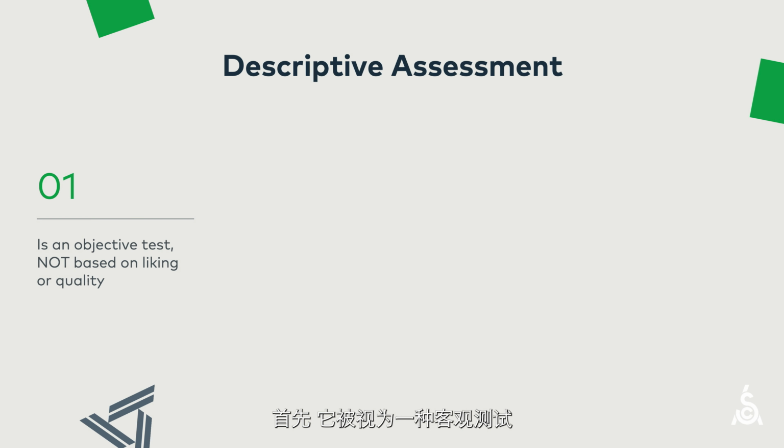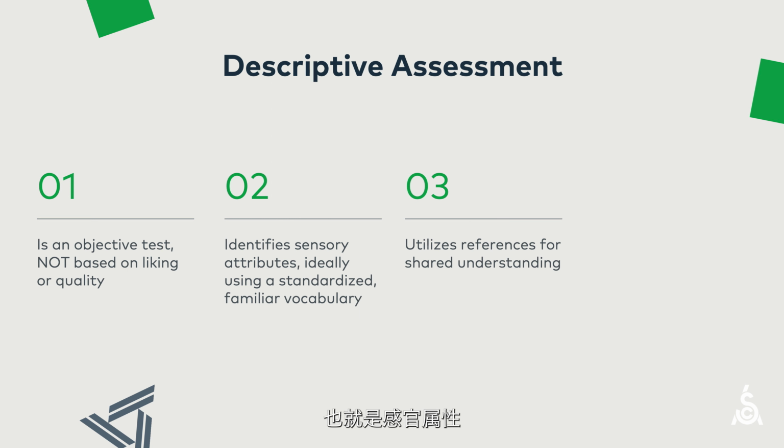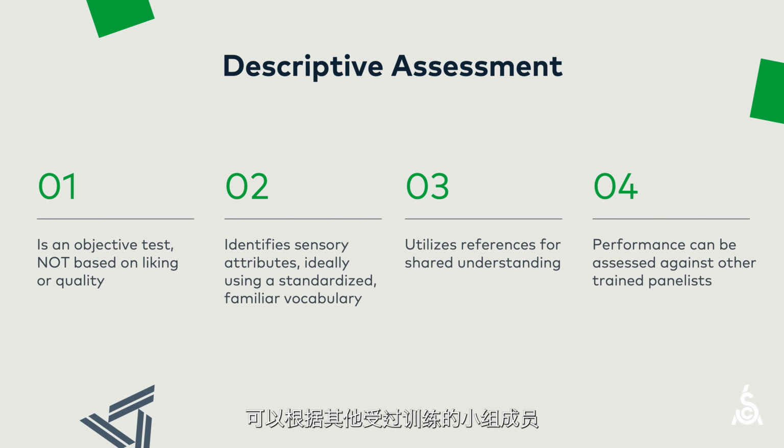Some key things to know about a descriptive assessment. First, it is seen as an objective test, without any basis in liking or quality. As an example, a coffee might be described as fruity without any judgment of whether fruitiness is a good or a bad thing in coffee. Second, it identifies these flavors, aka sensory attributes, using a standardized, familiar vocabulary. It uses references to calibrate tasters and create a shared understanding. Finally, an individual taster's performance can be assessed against other trained panelists.